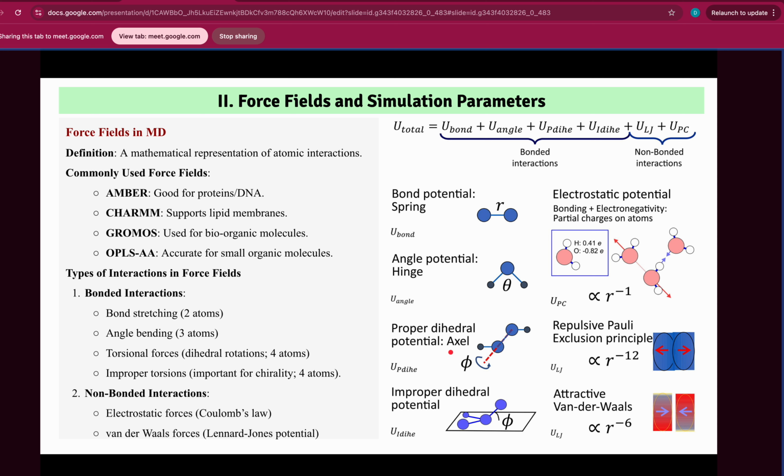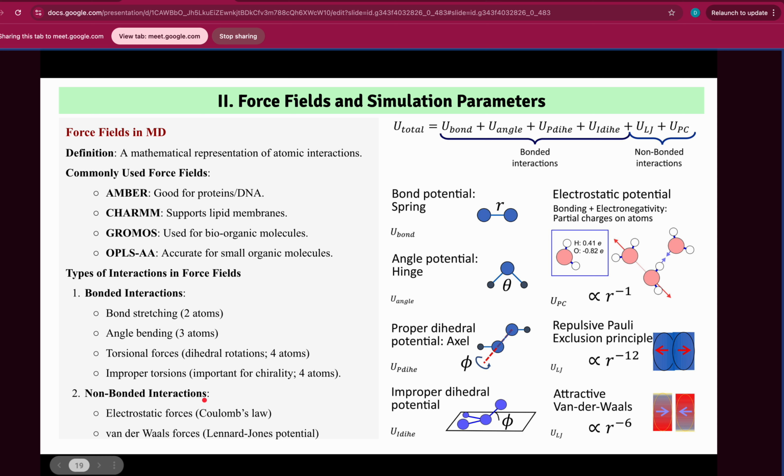Then proper dihedral potential. This is known as proper when we talk about dihedral angles. And if we talk about improper dihedral angles, the orientation is not the same as in the case of dihedrals. There are two planes, and the dihedral is defined by the normals drawn to these two planes. The angle between them is known as the dihedral angle. This we also study under force fields. And then improper dihedral potential. These are all the bonded interactions. Improper torsions are important for chirality. Also keep in mind that to study these interactions we need at least 4 atoms. With 3 atoms we cannot study the torsion angles.